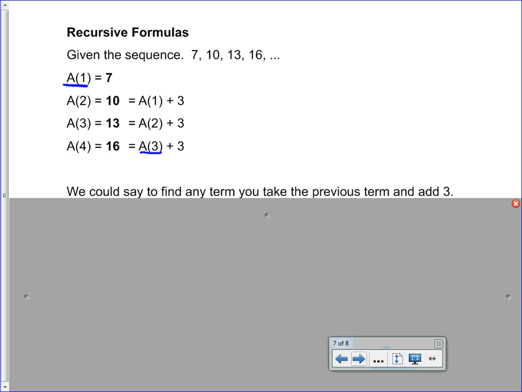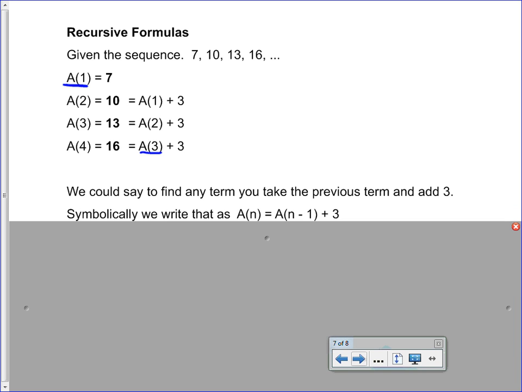So to find any term, you can take the previous term and add 3. So what does that look like symbolically? So symbolically, we could say to find any term. This symbolically simply represents the previous term. So the previous term is a_(n-1). So to find any term right here, you can take the previous term and add 3.